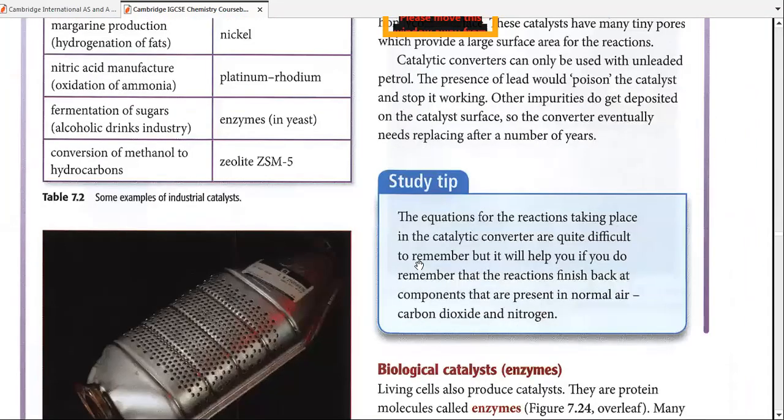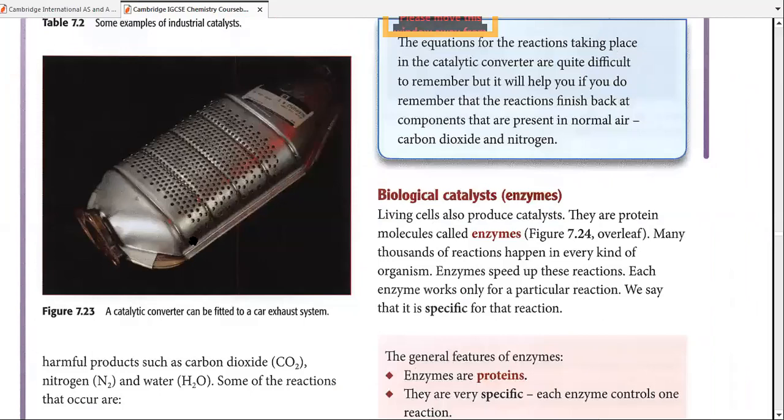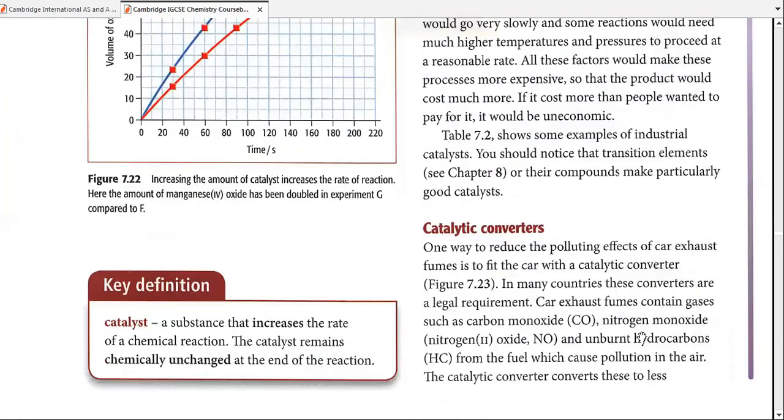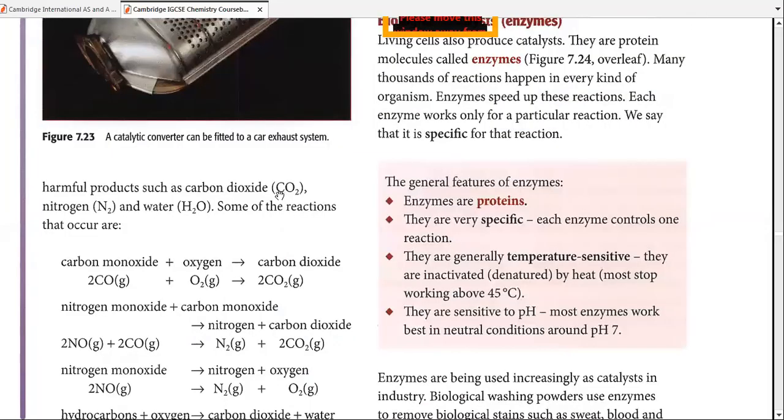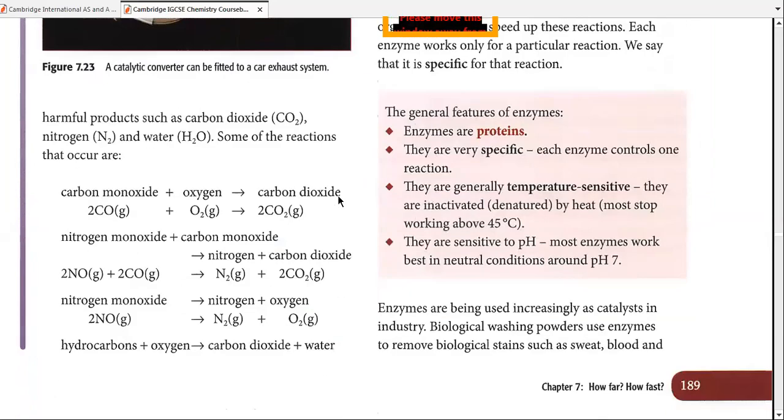Catalytic converters were actually made up of this beehive type system for the increased surface area to be able to convert these harmful gases, CO, NO and unburnt hydrocarbons, by that we mean methane, ethane, propane, stuff like that, theek hai, they were able to convert them into carbon dioxide, nitrogen and water with a few reactions. Three of those reactions were given over here.